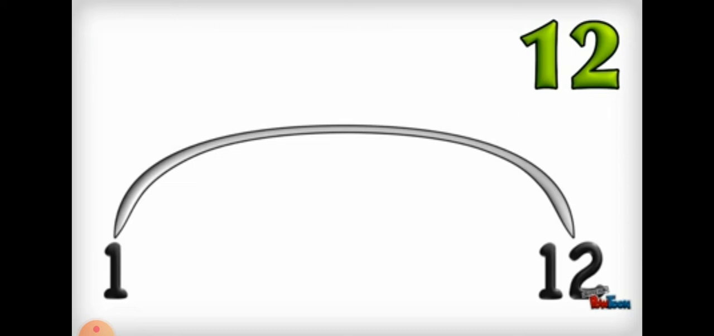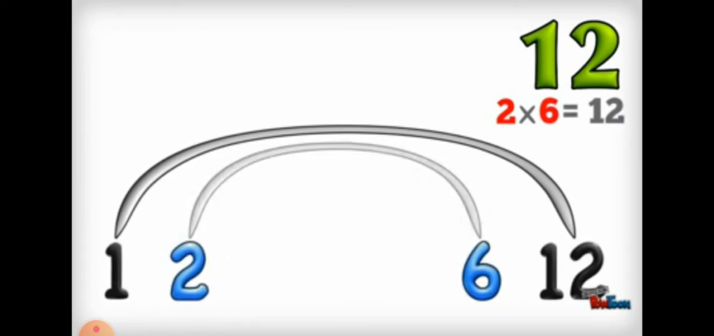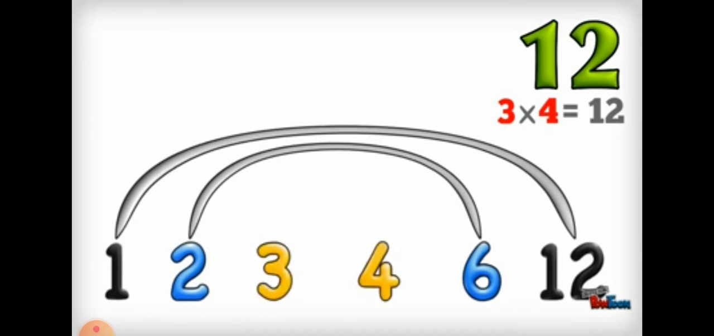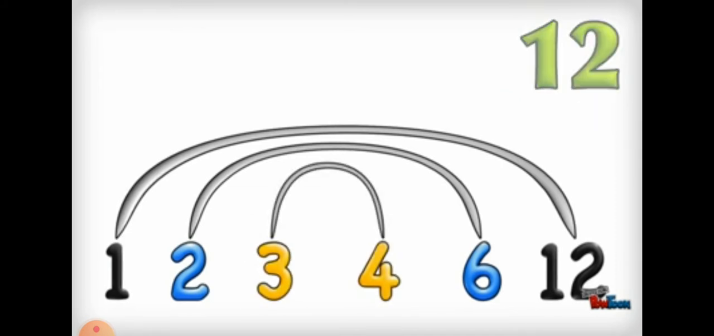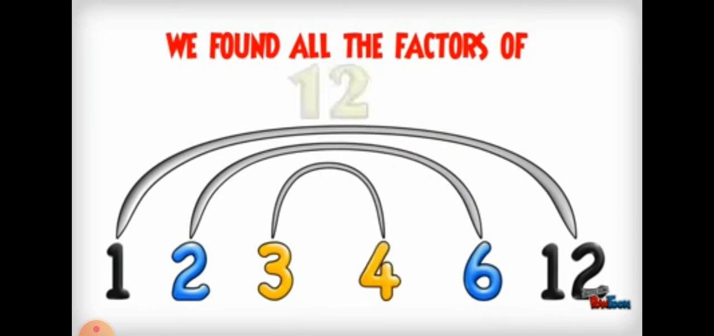Okay, now you try 2 times a number to make 12. Well, 2 times 6 is 12. List the 2 and the 6 and put the arc in. Then 3 times a number. 3 times 4 is 12. List the 3 and the 4, put the arc in. 3 and 4 are consecutive numbers, so we know we finished because there's no whole number between those two. We've just found all the factors of 12.